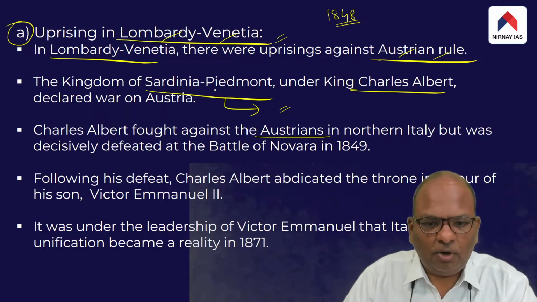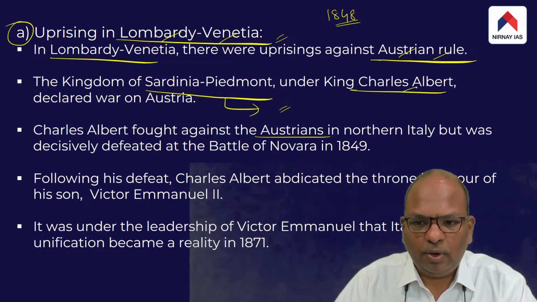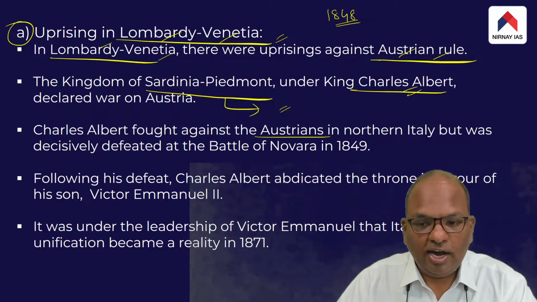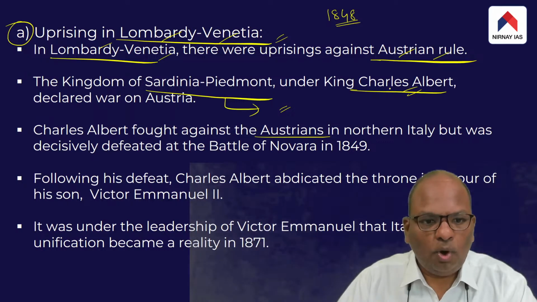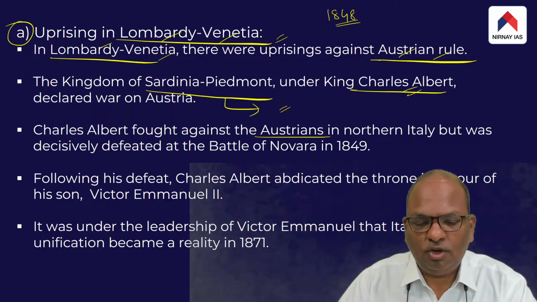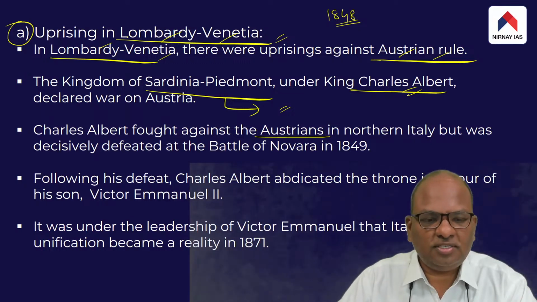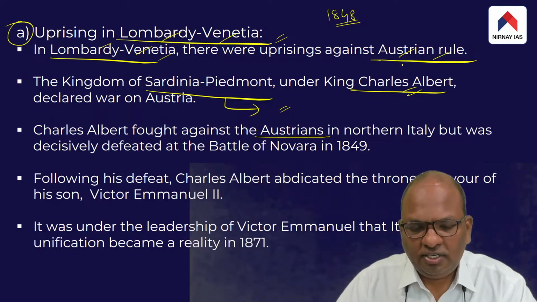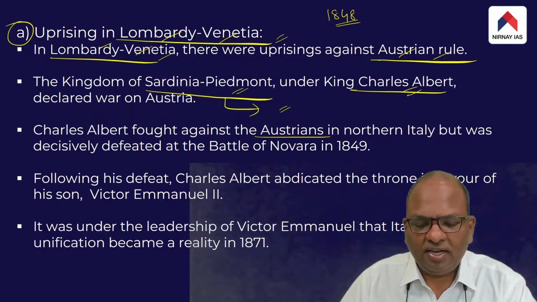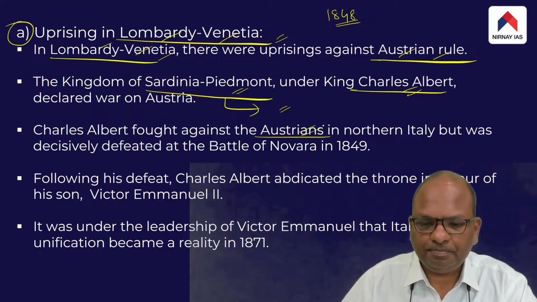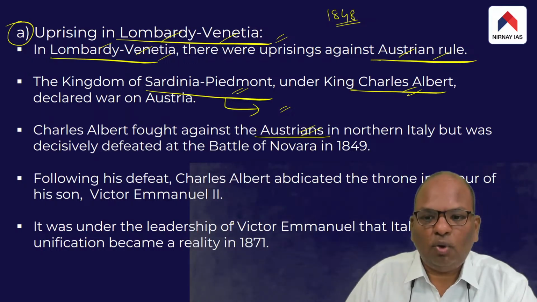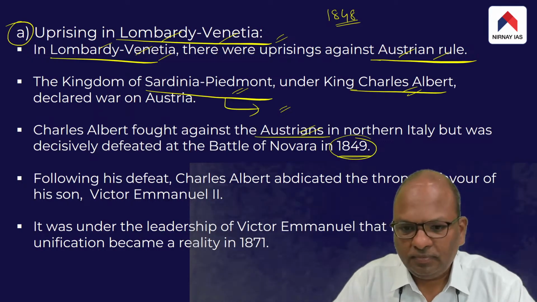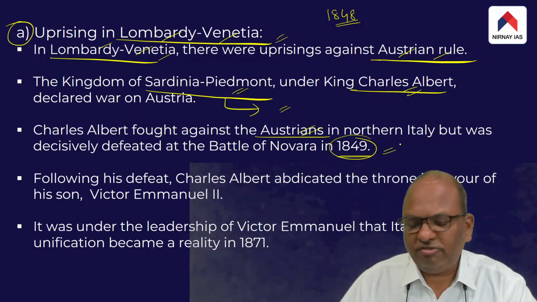So Sardinia Piedmont was under the control of Charles Albert. As soon as the people of Lombardy and Venetia revolted, Charles Albert wanted to help them, and therefore declared war against Austria. But unfortunately, in this war, Charles Albert was defeated in 1849.